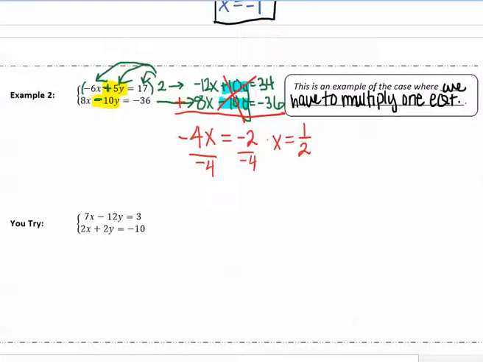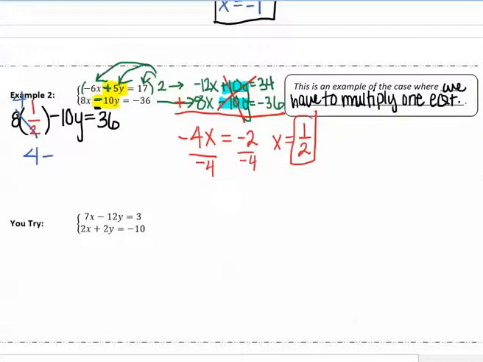Okay, so now, just like we did before, we need to plug in the x to get the y. So either equation will work. I'm going to use the bottom equation. 8 times x minus 10y is equal to, oops, sorry, I almost made a mistake. It's a negative 36. So my x was 1/2. So I'm going to put that right here. And 8 times 1/2 is 4. So I have 4 minus 10y is equal to negative 36.